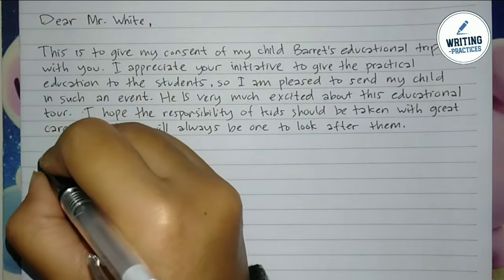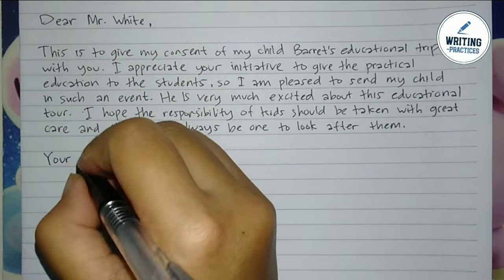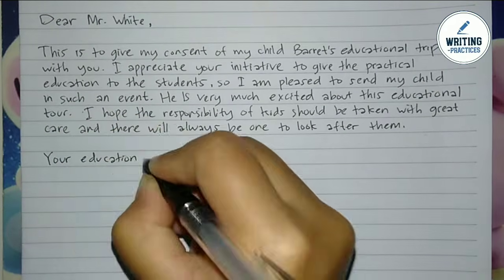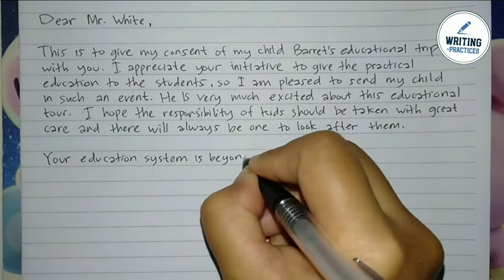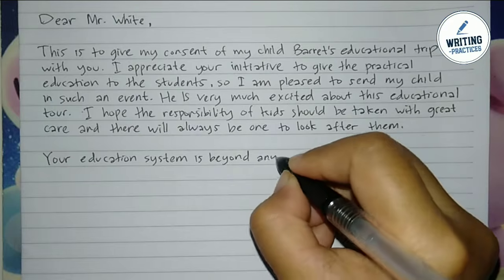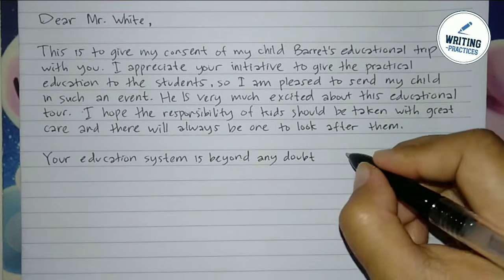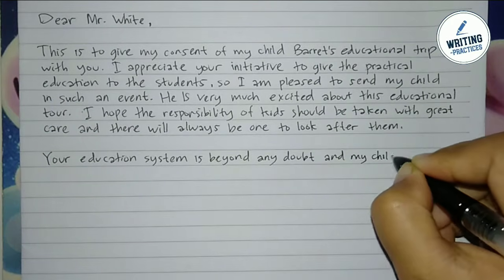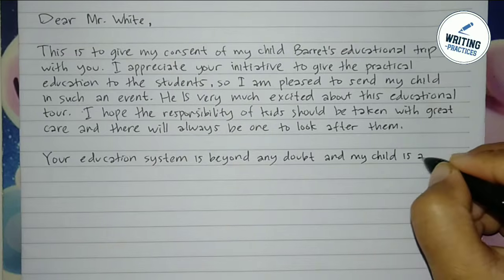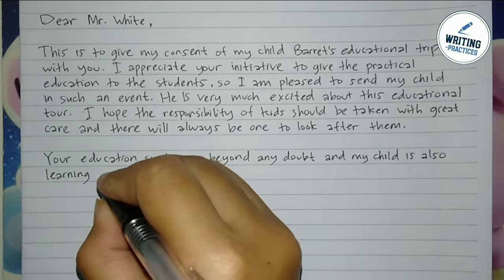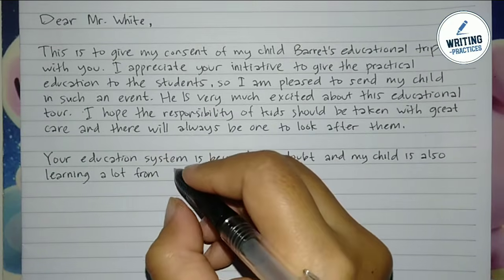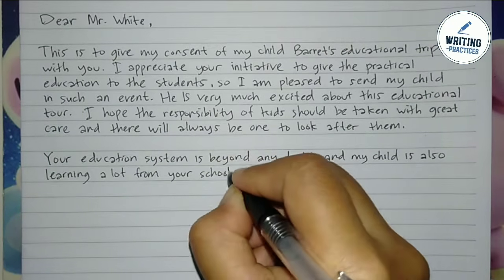In the second paragraph, say something good about the program or organization or institution. You can write that the education system of the school is beyond any doubt. Write also how your child learns a lot from the recipient's school.